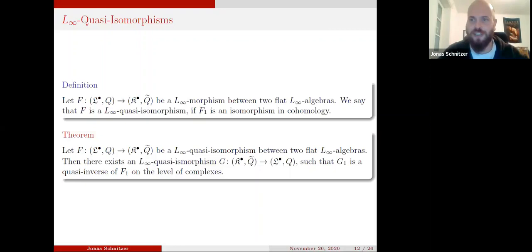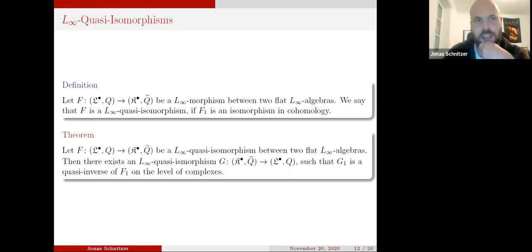So this was just the quick crash course in L-infinity algebras. Again, the takeaway message is that curved Lie algebras are interesting, but morphisms are not enough. Let's take L-infinity morphisms and see what comes out.